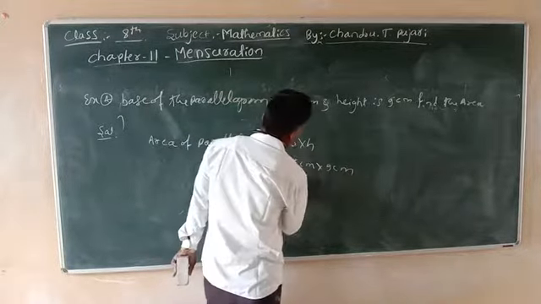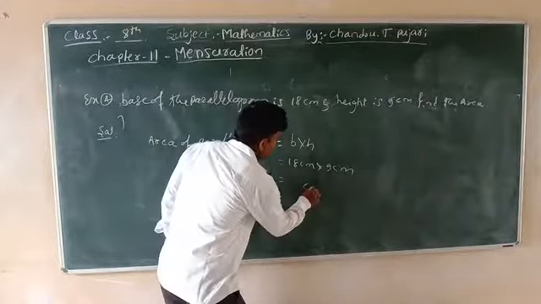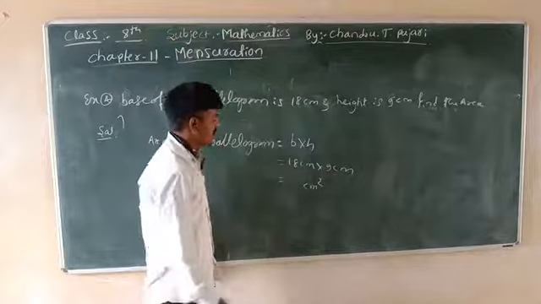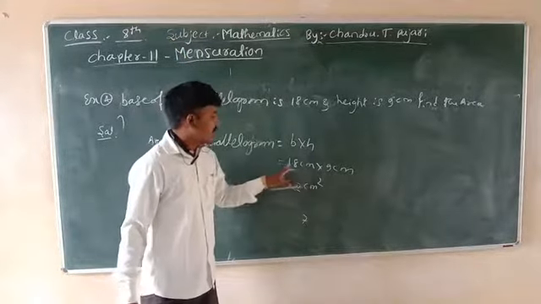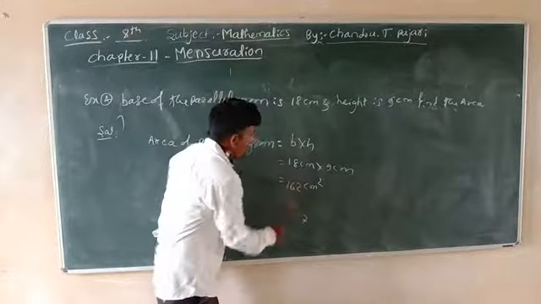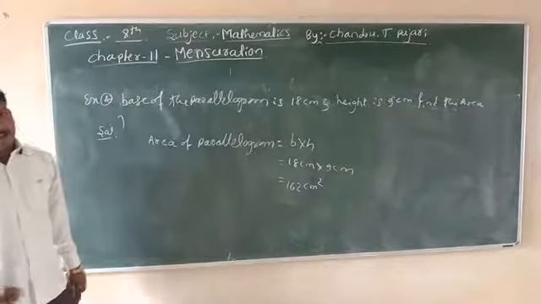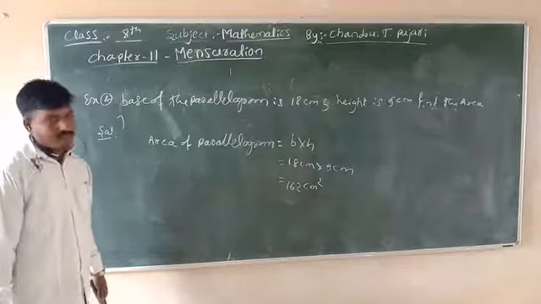Next, simplification. Centimeter into centimeter is centimeter square. Next, 9 eights are 72. Next, 9 ones are 9. Remaining 6 is the 60. So 162 centimeter square is the area of the parallelogram. Okay, this is based on the parallelogram.